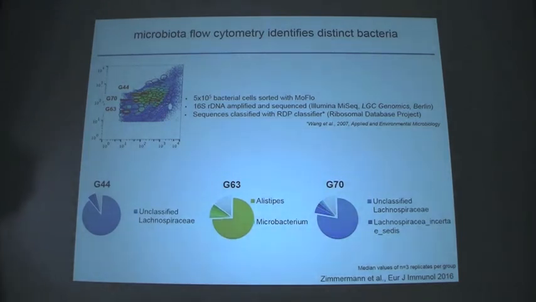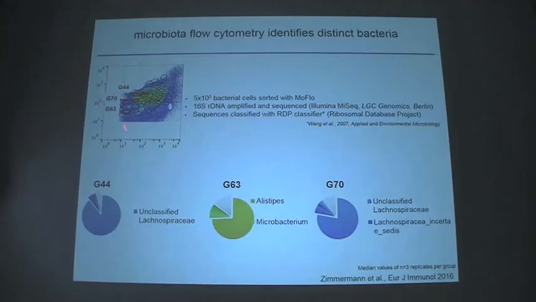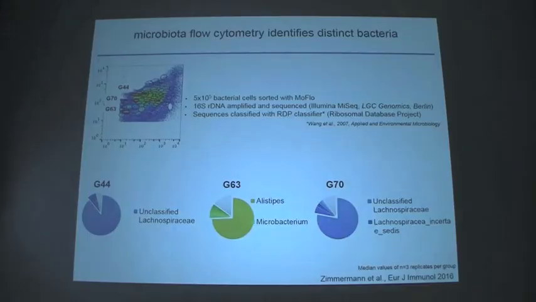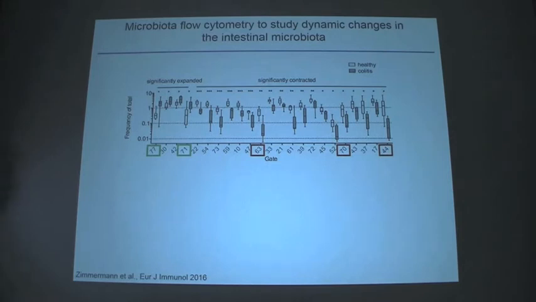And we were very positively surprised that these cytometrically defined gates actually constitute a very homogeneous group of bacteria. In all the gates that we sorted, at least 75% of the bacteria in the gate actually constitute a single taxon. This tells us that this kind of method can provide sufficient resolution to really look at the heterogeneity of the microbiota. So we can also use this to look at changes over the course of time.